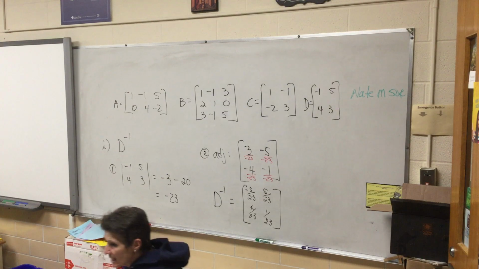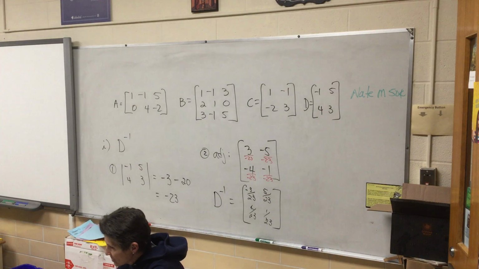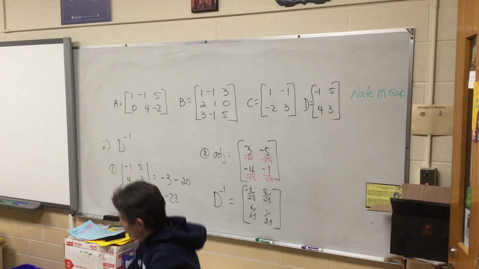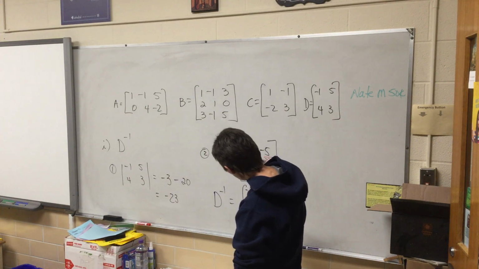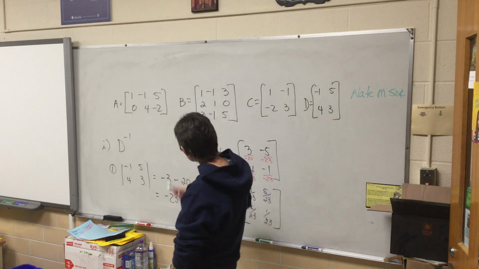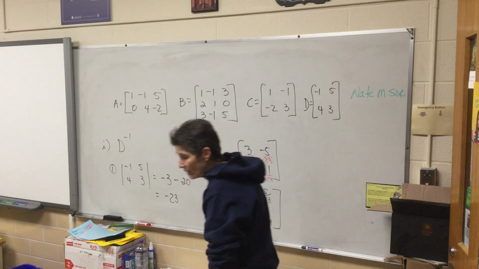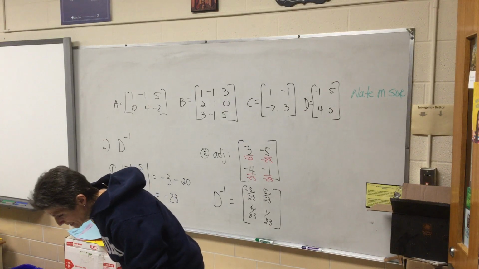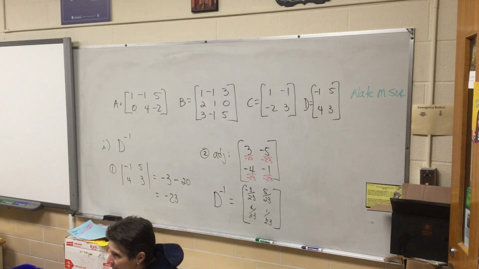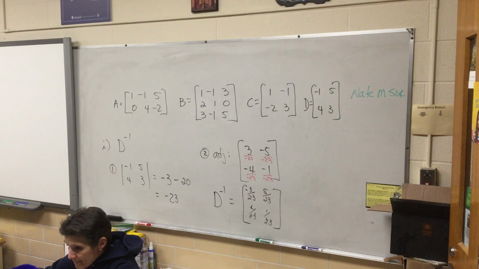If you had extra time on the quiz and you wanted to check that answer, remember, if you multiply your inverse times your original matrix, what should always happen? If you've got the right answer, what should always happen? They cancel and make the identity.